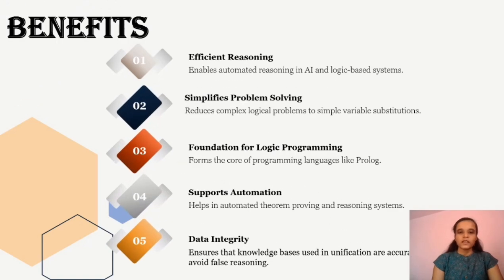Benefits. Efficient reasoning, enables automated reasoning in AI and logic-based systems. Simplifies problem solving, reduces complex logical problems to simple variable substitution. Third one is foundation for logic programming, forms the core of programming languages like Prolog. Fourth one is supports automation, helps in automated theorem proving and reasoning systems. Fifth one is data integrity, ensures that the knowledge base used in unification is accurate, avoiding false reasoning.